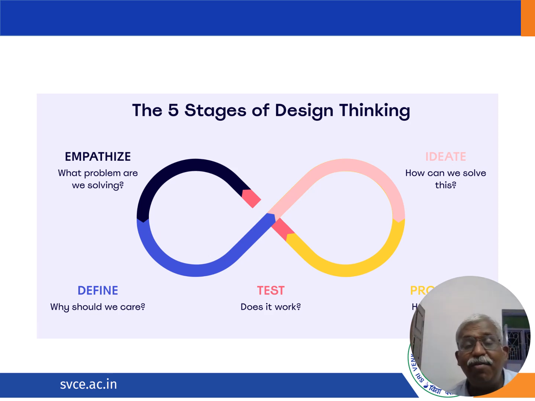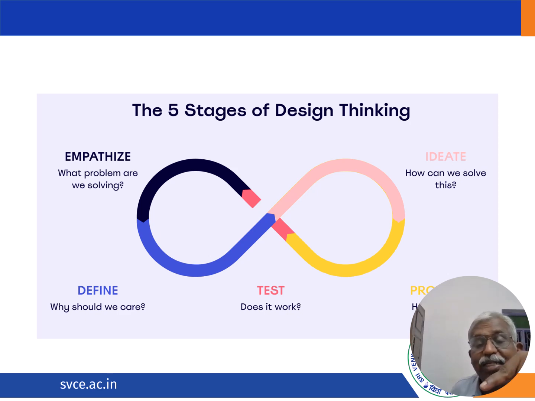Now, we'll have a cycle here. Already we have empathy. Based on the empathy, we are defining the problem. Then we go for ideate. Finally, we are coming to prototype. Then the last position, testing. If the testing feedback is not suitable, we need a correction. For that correction, once again we go for empathize. The complete cycle.